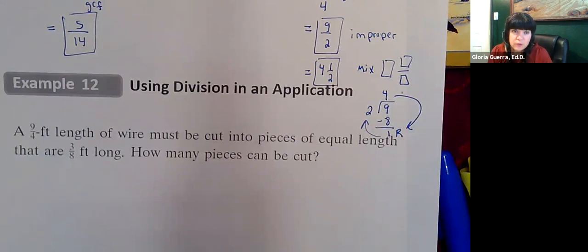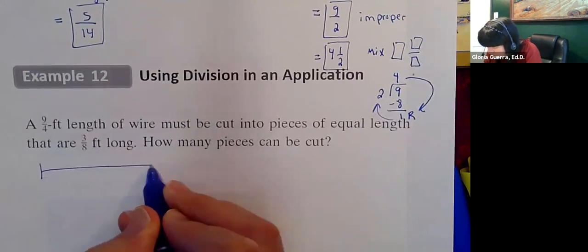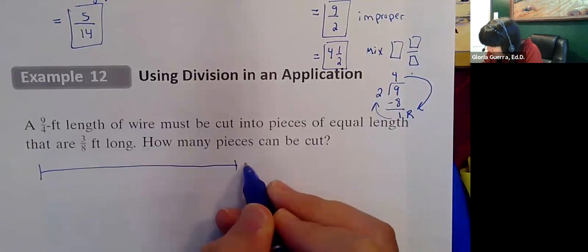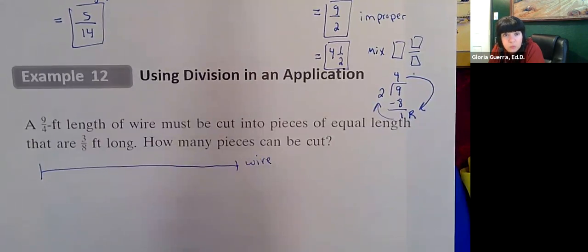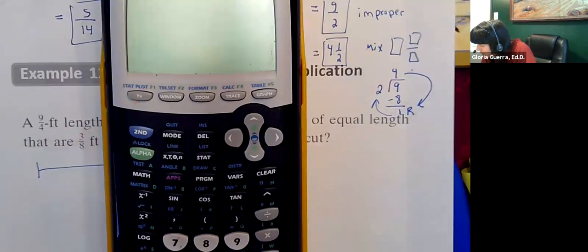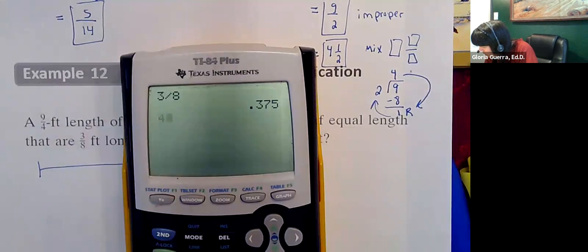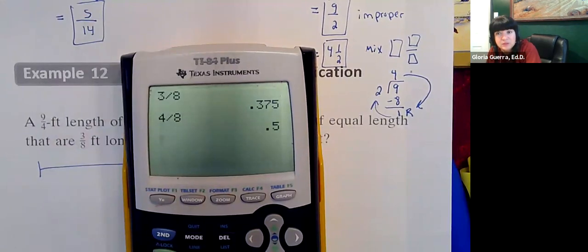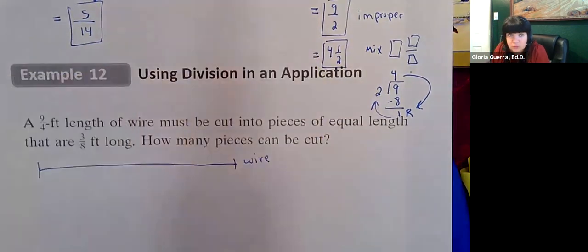So, a 9/4 foot length of wire must be cut into pieces of equal length. If you imagine you have some kind of a wire here, and it's got to be cut into equal lengths that are 3/8 feet long, that's small, right? 3/8 is 3 divided by 8. It's not even half. If you had 4 divided by 8, that would be 0.5. So it's a small piece, 0.375.